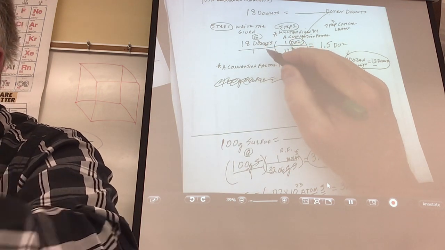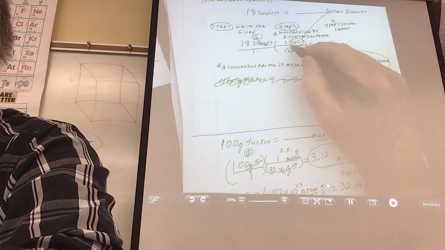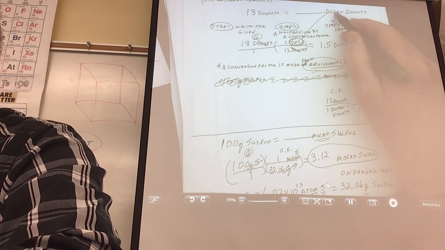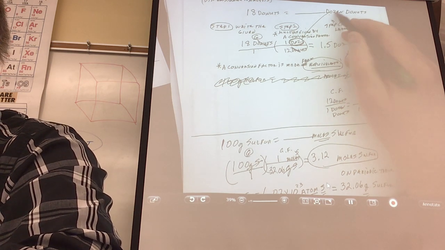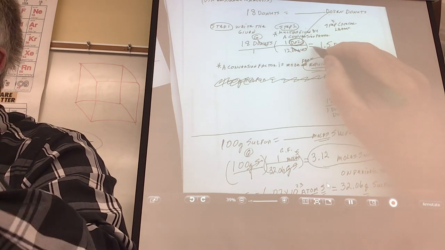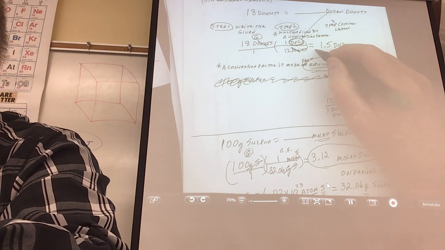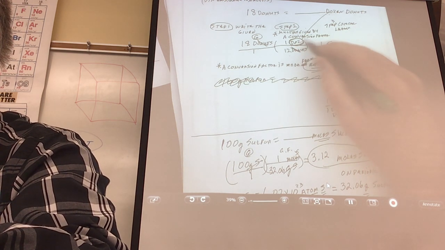Now, why do I do that? Because what's the only label not canceled out? Dozen. And when that's the one you want, that's the first time you put equals. It's the first time you pick up a calculator. You don't need to touch that calculator until everything makes sense.